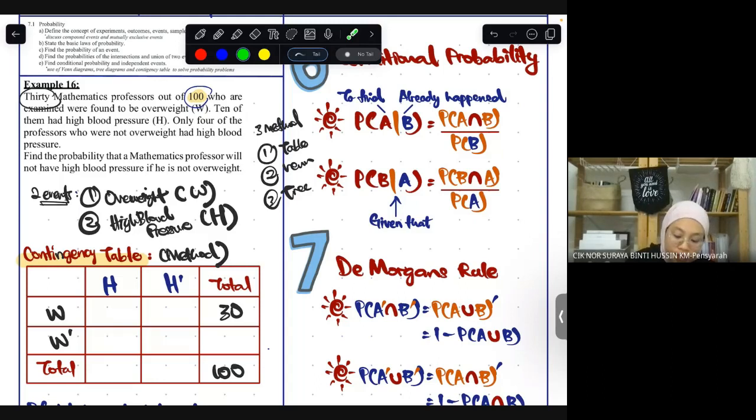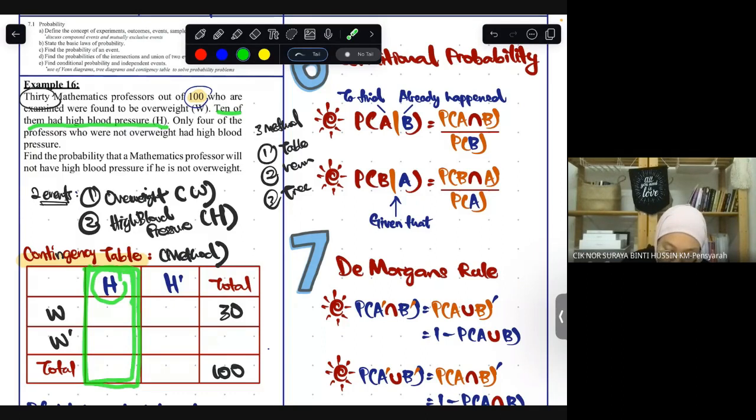So you can do it like that. You can use the table like that. It's easier. And saya tak nak letak balance dia lagi. Saya nak letakkan information apa seterusnya. Information seterusnya adalah 10 of them had a high blood pressure. So high blood pressure bahagian ni. So you tengok kolom ni saja.